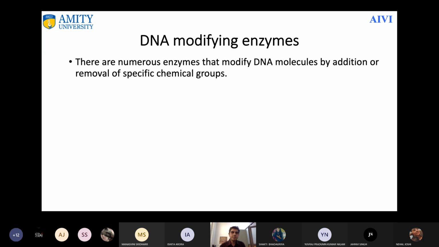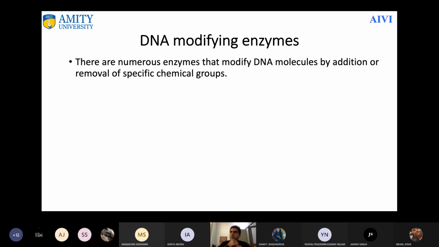Next, we're going to talk about the next type of enzyme, which we call DNA modifying enzymes. This is the last class of enzymes that we are going to talk about. They are going to modify your DNA. When we say modifying our DNA, it means we are going to add some group or remove some group from your DNA.